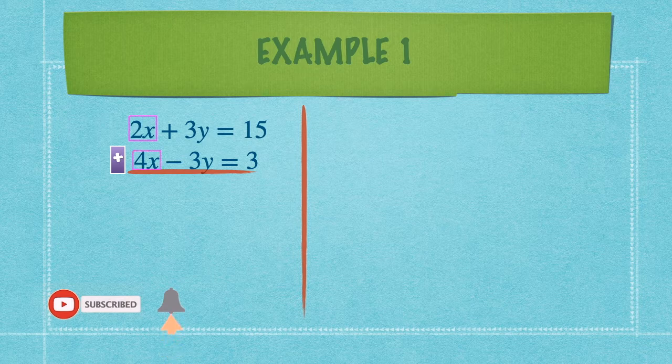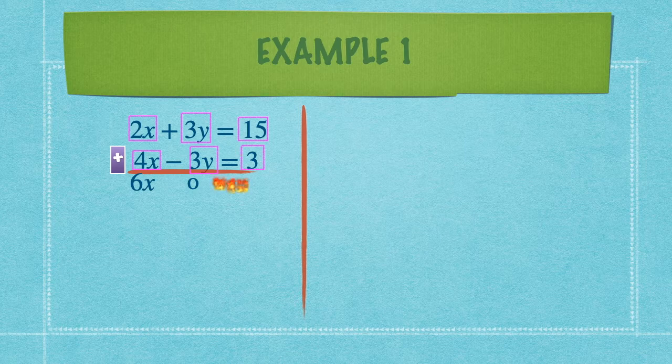So we add 2x plus 4x, that gives us 6x. Then we add 3y plus minus 3y, and then that will give us 0. So just because the signs are different and the coefficients are the same, that's how we add. Now we add the 15 plus the 3, and that gives us 18.